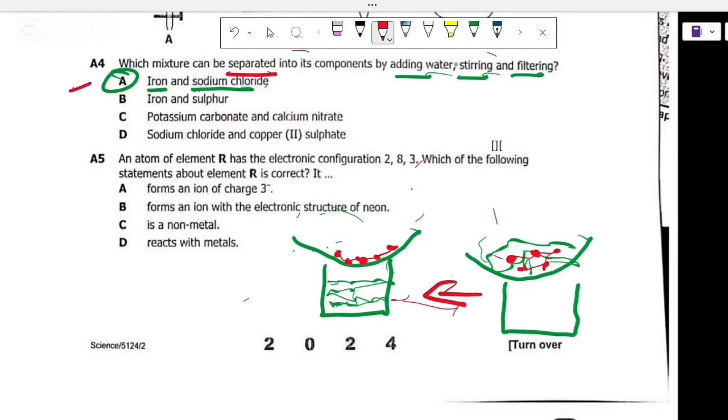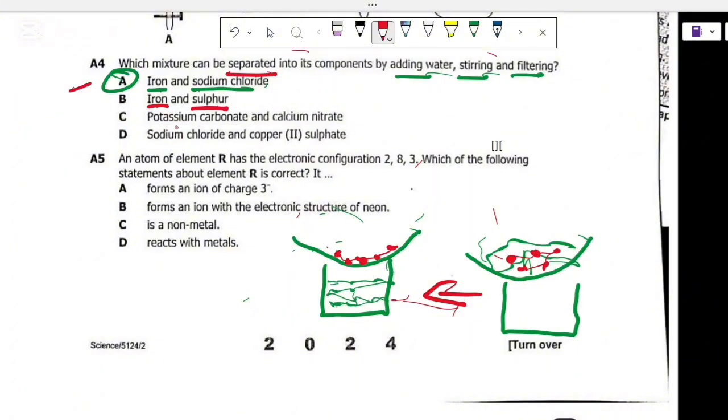When you look at option B, notice that you have iron, which is insoluble, but even sulfur is insoluble. Sulfur cannot dissolve in water. Sulfur can only react with oxygen for the most part, especially if you're trying to form sulfur dioxide and sulfuric acid. When it comes to option C, what is happening with option C?